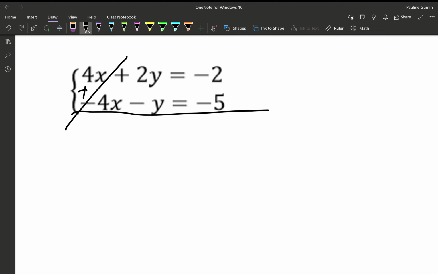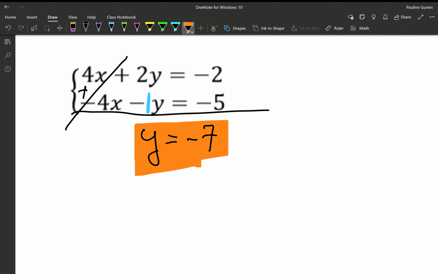Positive 2y minus y. Now, we do have a number in front of y. It's invisible. It's a 1. I'm writing it in blue because that's how I'm pretending it's invisible. 2 plus negative 1 is 1y, so just y. We don't need to write the 1. Negative 2 plus negative 5 is negative 7. And here we have a one-step solution. That was cool. That was really quick.